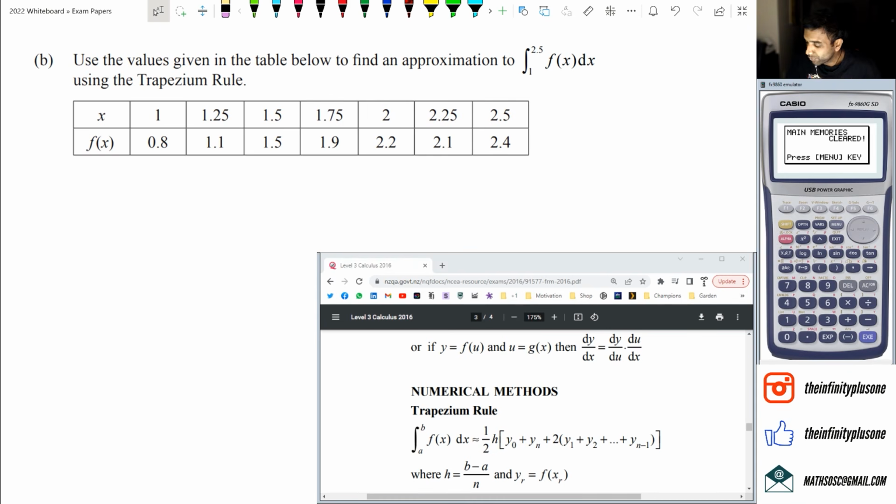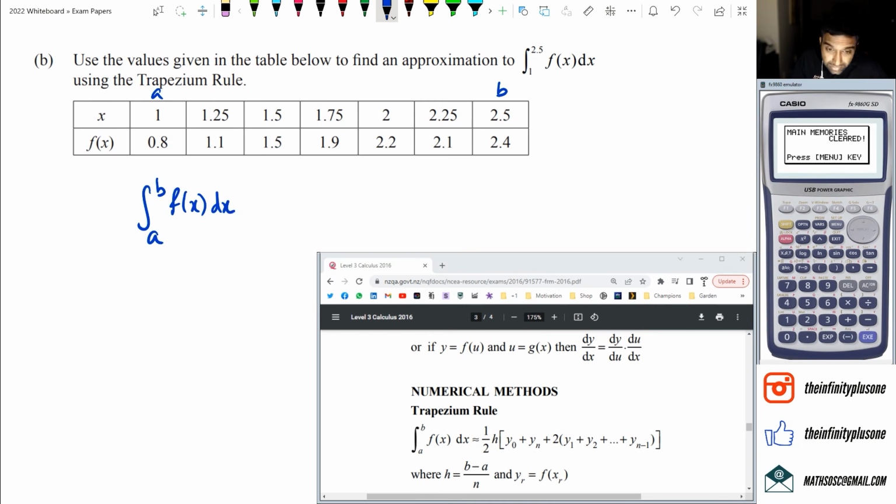So as I mentioned before, with the trapezium rule, it's just a matter of substituting the right things, all right? So what we're going to do is write that equation down first. I've got b and a. In this case, b is equal to 2.5 and a is equal to 1. So put those two things there. And then it's approximately the integral of f of x dx.